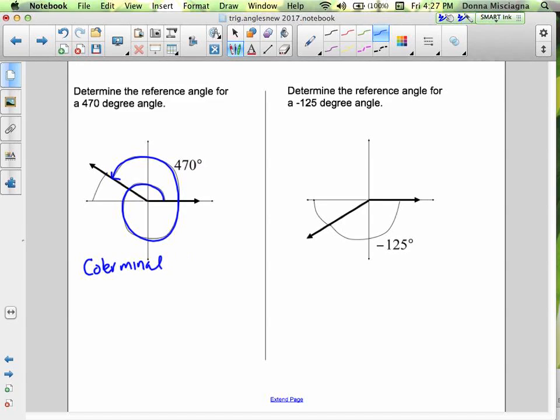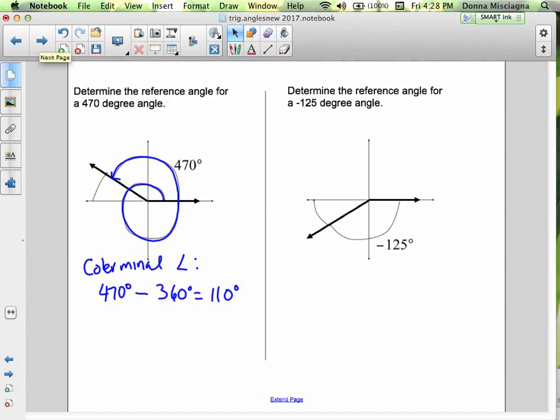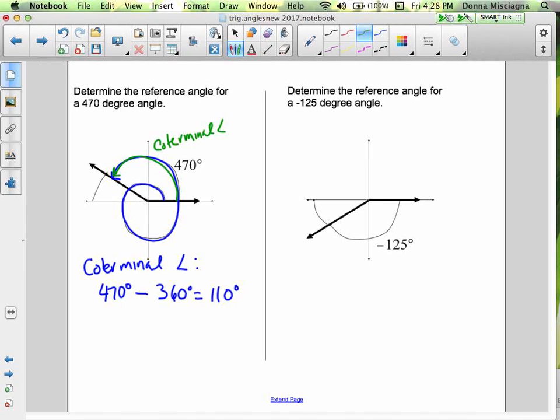So for the coterminal angle, all I have to do is, I want this to be smaller, right? I've gone around the circle more than once. I'm going to subtract 360. So if I take 470 degrees and subtract 360 degrees, I'm going to get 110 degrees. That's my coterminal angle. And this angle here would be my coterminal angle. So that's the coterminal one, and it's only 110 degrees. All right, so now we're in the second quadrant.